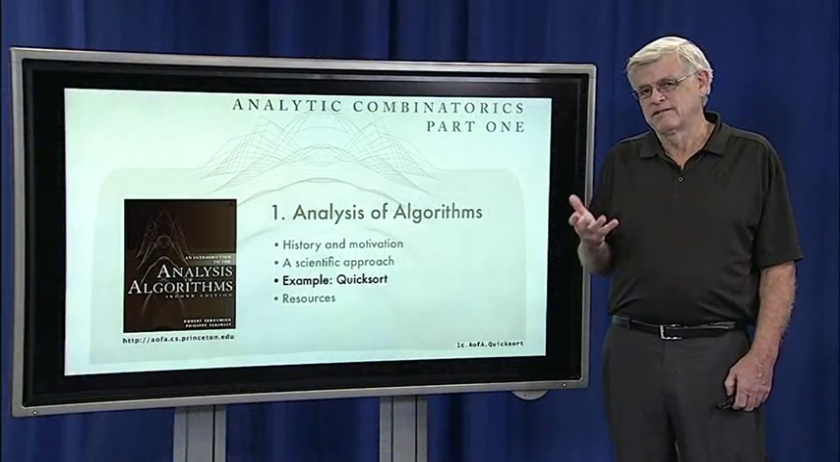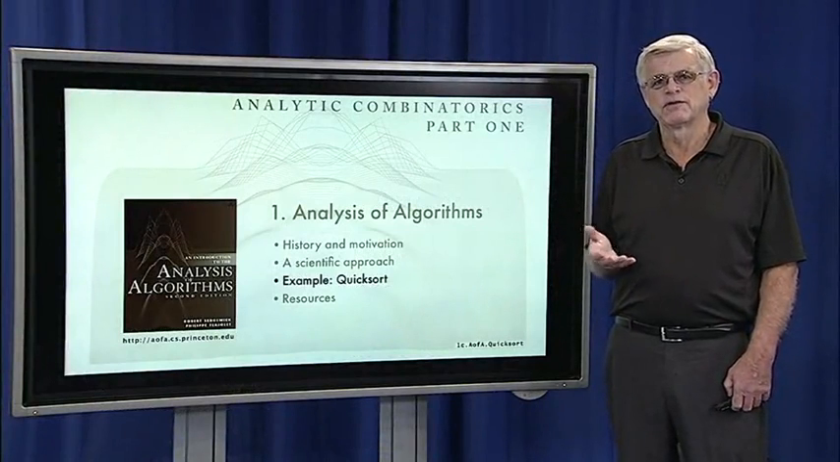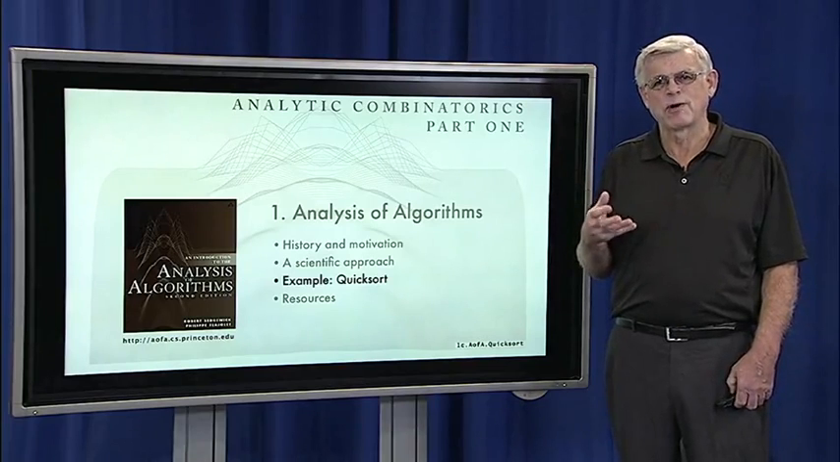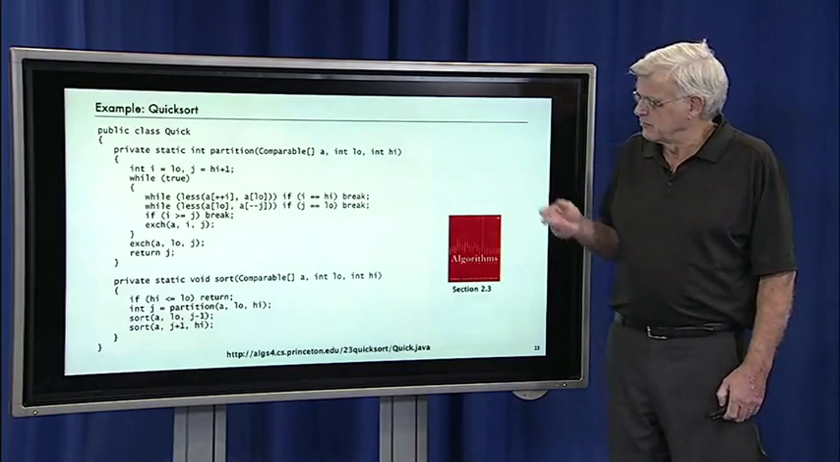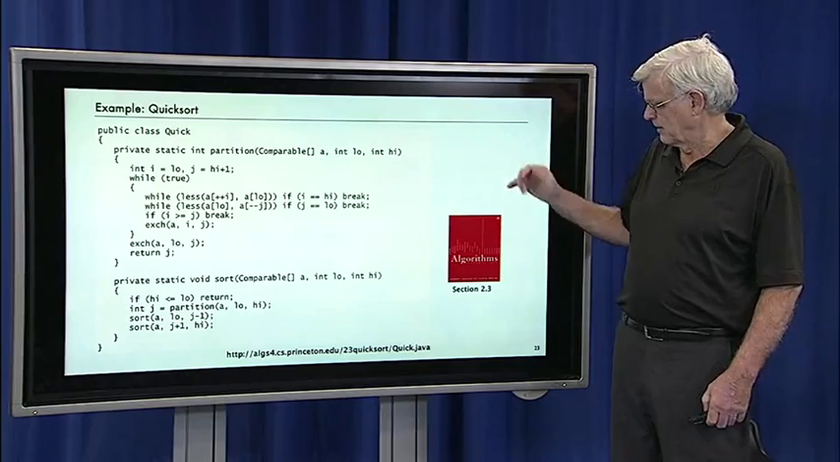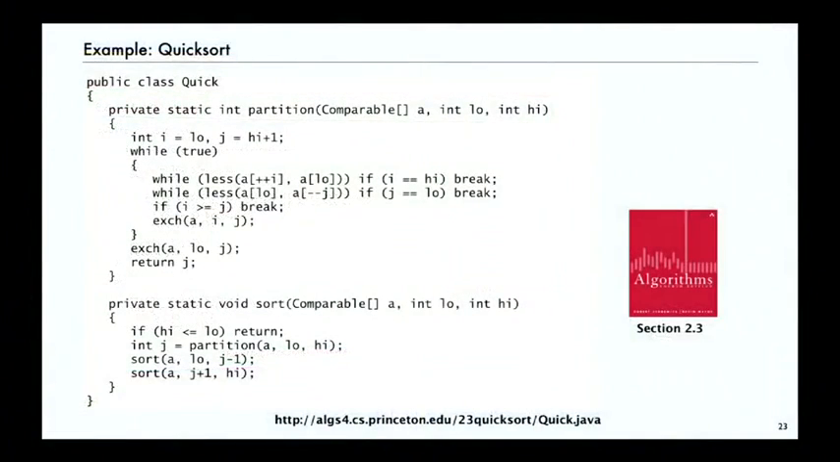Next, we'll do a complete example of the analysis of algorithms, a classic analysis of perhaps the most widely used sorting algorithm, Quicksort. So this is the code for Quicksort right out of section 2.3 of our algorithms book. And I encourage you to download that code from our book site, and I'll talk more about just how to do that later on.